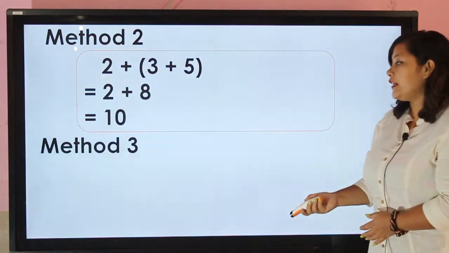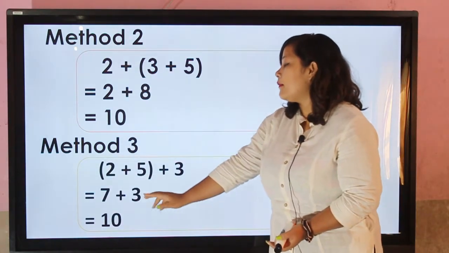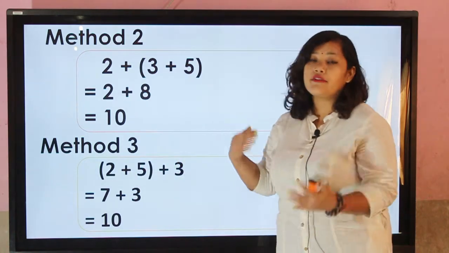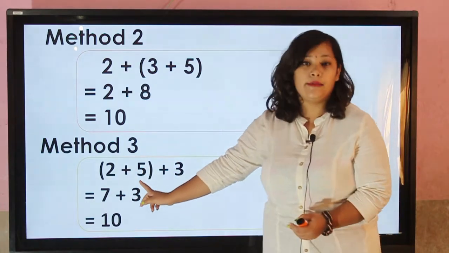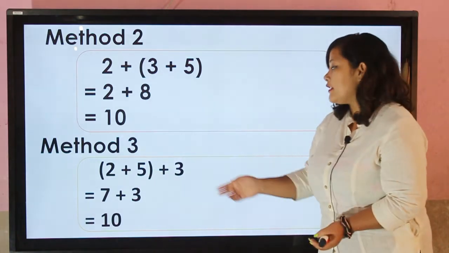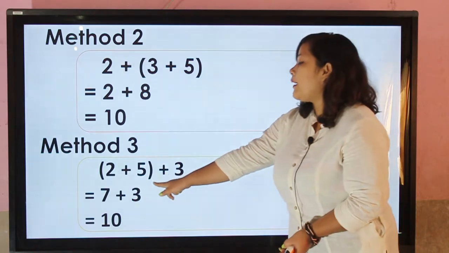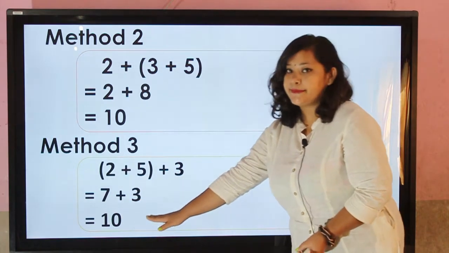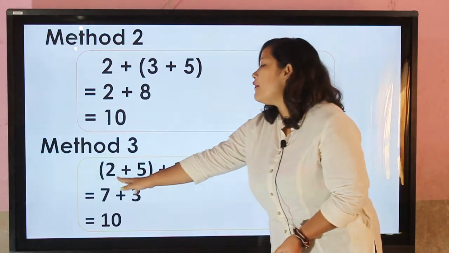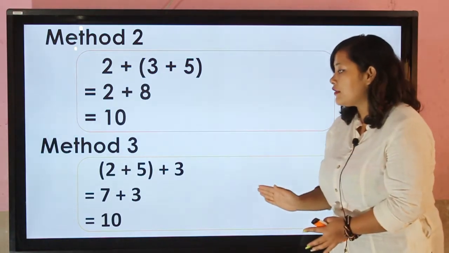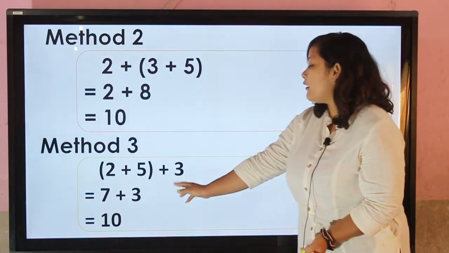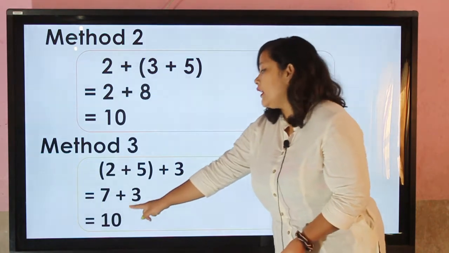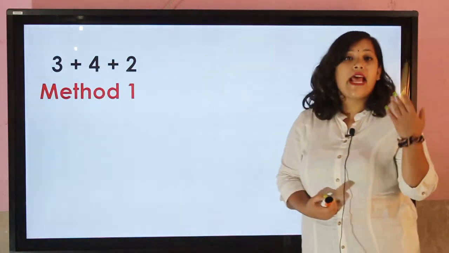Okay, now let's see method 3. In method 3, we add the first number and the third number, that is 2 and 5. We add 2 and 5 and find their sum. 2 + 5 = 7. Now the remaining number is 3, so we add 7 + 3 = 10. This is method 3. In method 3, we add the first number and third number, then add that sum to the remaining number, 3. 7 + 3 = 10. Okay, let's see another example.